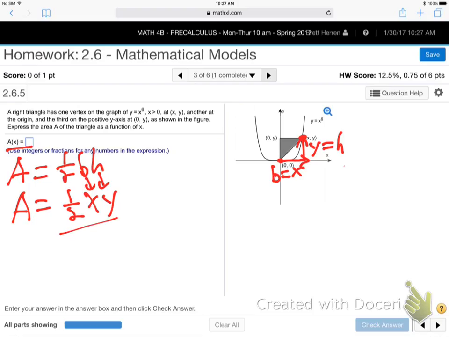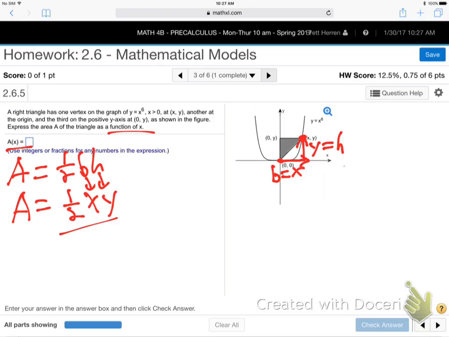Now, why is that not my answer? It needs to be a function of x. In the end, they always want you to get rid of the y. They just want x, because we can't enter x and y into our calculator. We're only going to put in x, as y1 equals, and then just x. So we've got to get rid of the y.